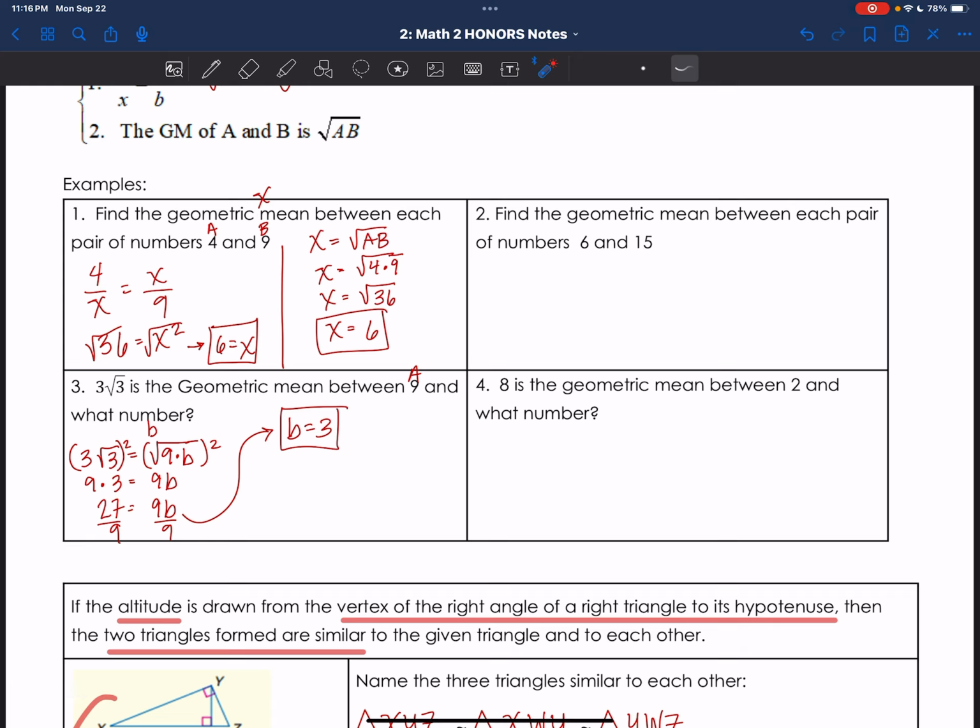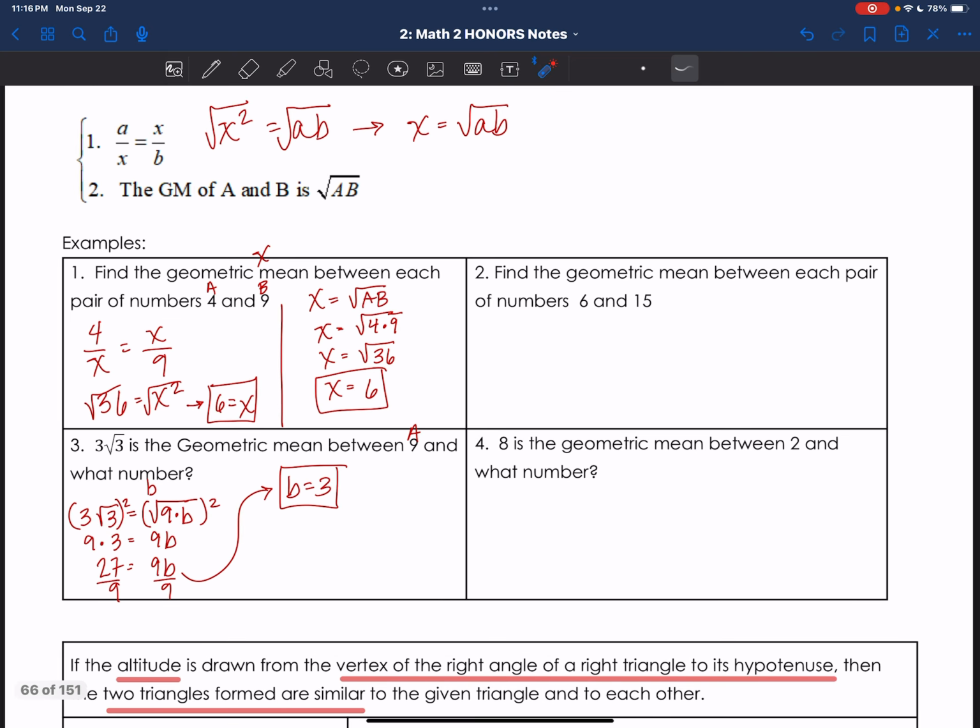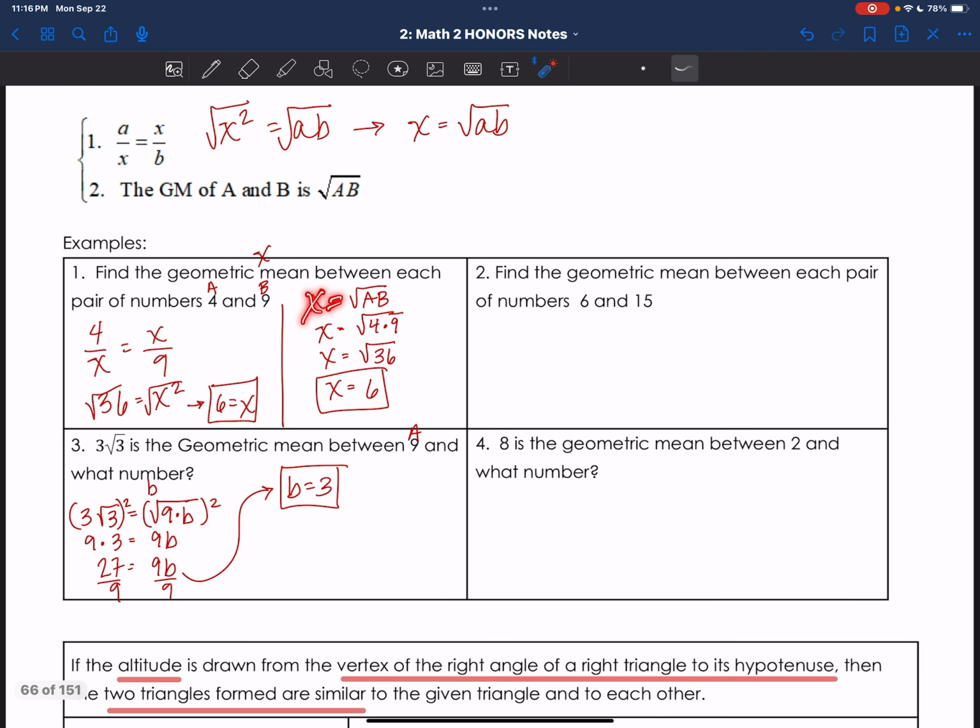Another way to do it, so here's the proportion. The other way is just to go right into this formula, where we say x is the square root of a times b. And we just plug that in, square root of 36, x equals 6. So either way works. All right, I want you to go ahead and try this one.